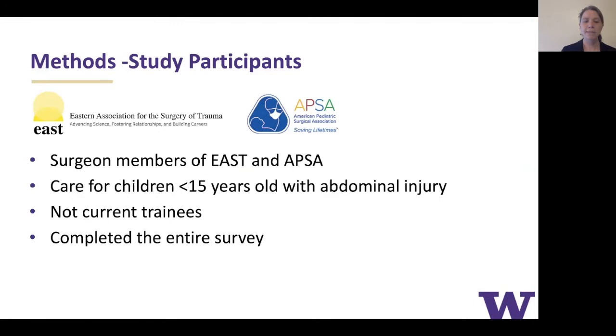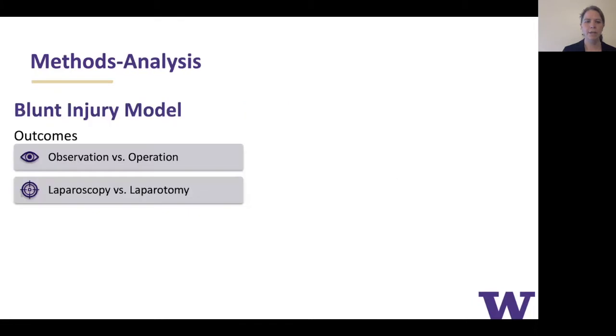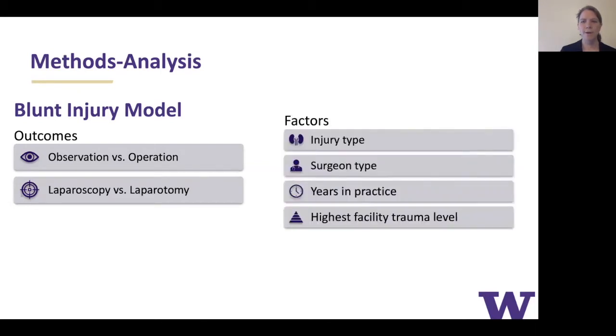The questionnaire was sent via email to surgeon members of EAST and APSA, and eligible participants were those who care for children less than 15 years old with abdominal injury, who are not current trainees and who completed the entire survey. Our analysis was a multivariable logistic regression looking at the association between specific factors and observation versus operation, and then for those who chose operation, laparoscopy versus laparotomy. The factors included in the model were injury type, surgeon type, years in practice, and highest facility trauma level.